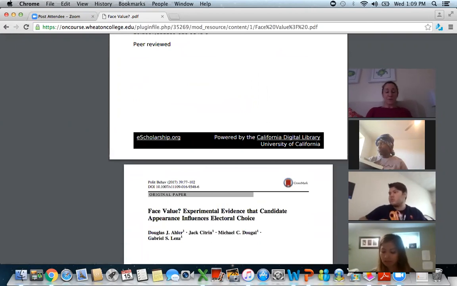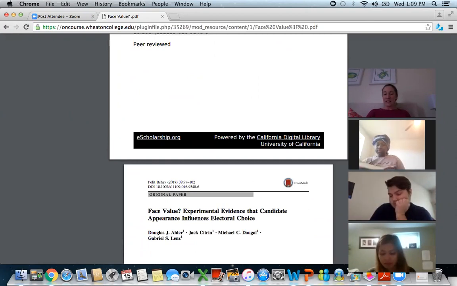Okay, so if you've had a chance to read this article, I think there are a lot of interesting things going on here. The dependent variable in this article is electoral choice, so the likelihood that you would support a particular candidate in an election. And the key independent variable is candidate appearance. It's something we've probably thought about in passing: does looks actually matter, like looking presidential? Could that have an actual influence on individuals' propensity to vote for a candidate?